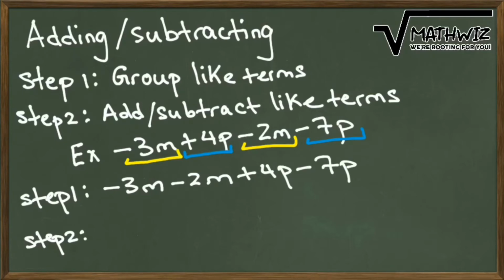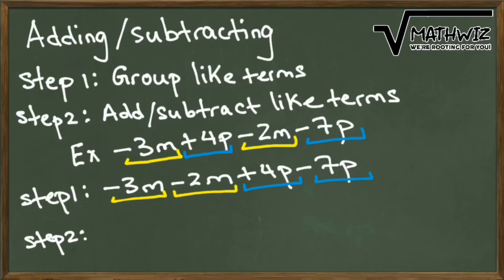It does not matter if you decide you want to group the p's in front of the m's. I mean, typically in math, we'll put them in alphabetical order, but just to let you know that it is not technically wrong. Okay, we then have minus 3m minus 2m.